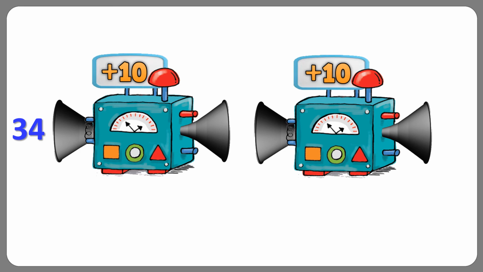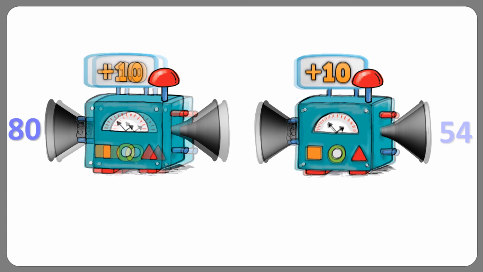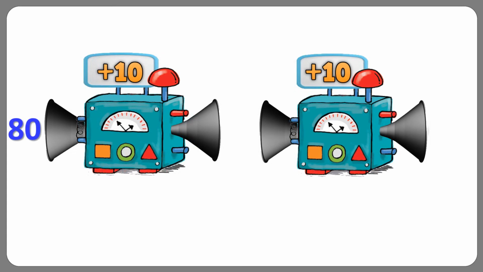Okay, let's see what happens. So, in goes 34, the machine adds on 10, 44 goes in, and 54 comes out the other end. Well done if you worked that one out. Okay, 80 is about to go in. What do you think is going to come out the end? Let's see. So 80's gone in, adds on 10. 90, adds on another 10. And 100 comes out.